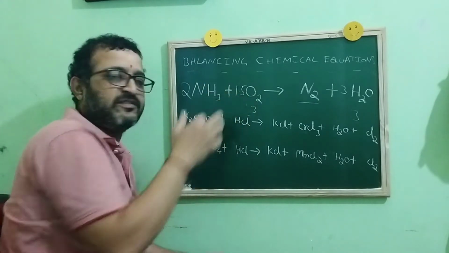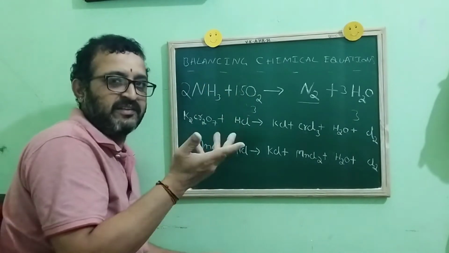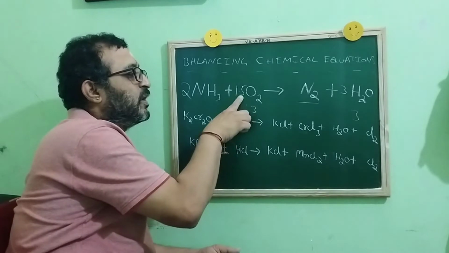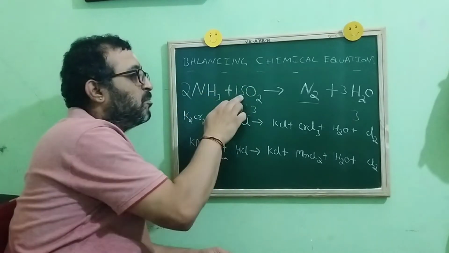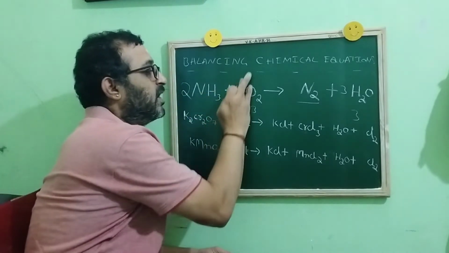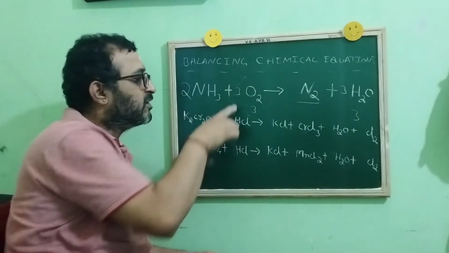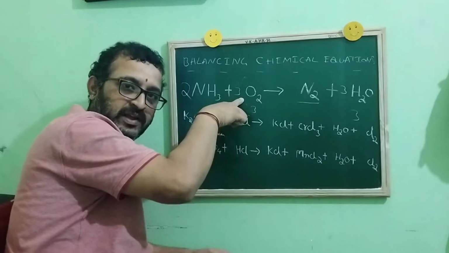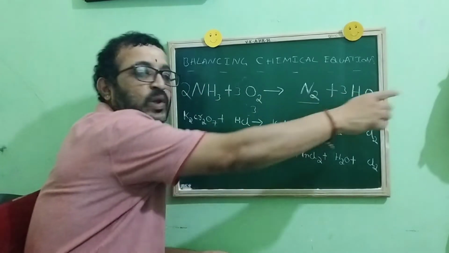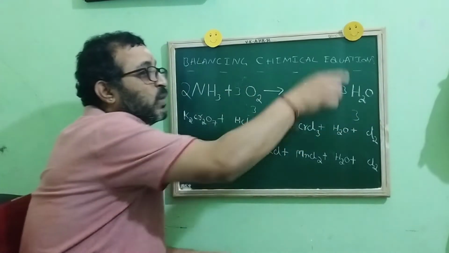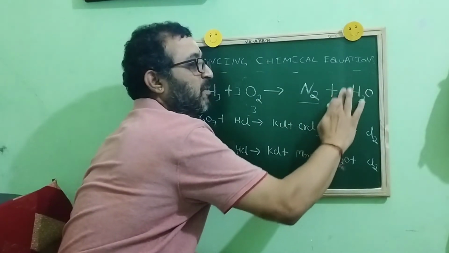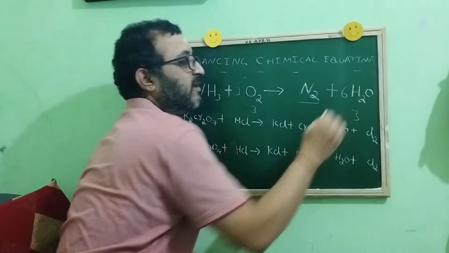Sir, but 1.5 is not allowed. No, it's not a whole number. Very simple. What you do is you double this one. That is, multiply with what? 2. When I do that, 1.5 into 2 will become what children? 3. Sir, should I double only this one? No, no, no. The whole equation. Okay? When I do the whole equation, double of 3 will become what children?